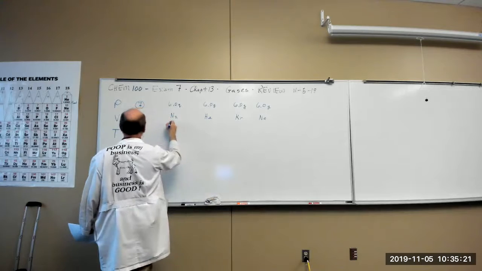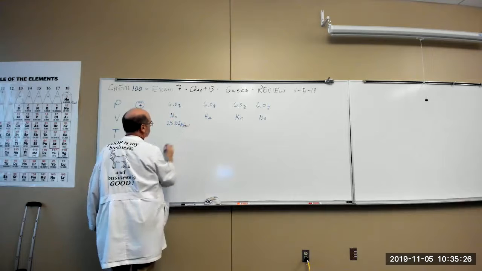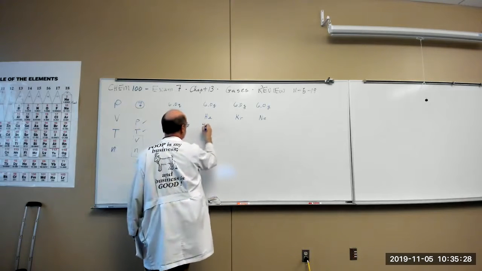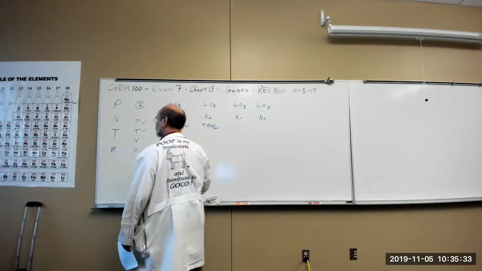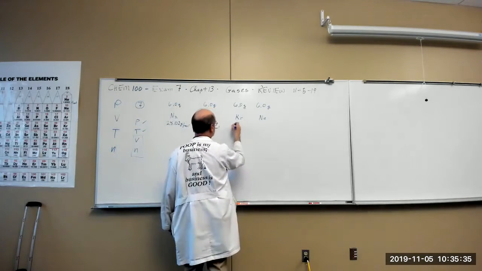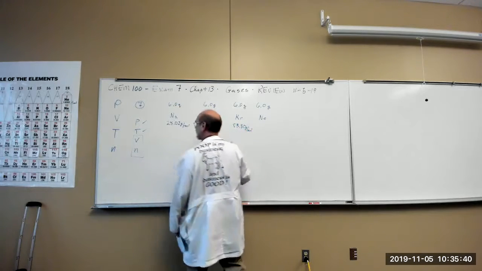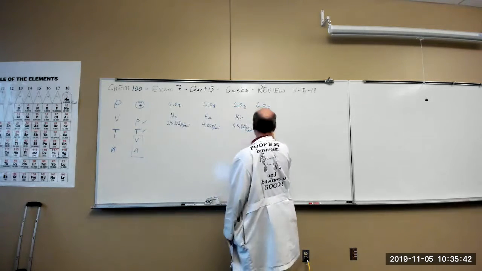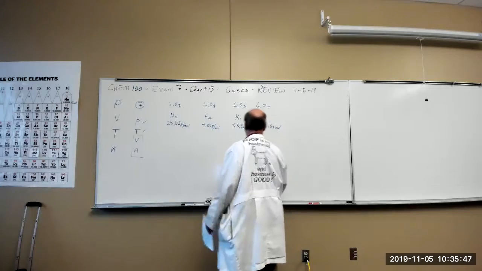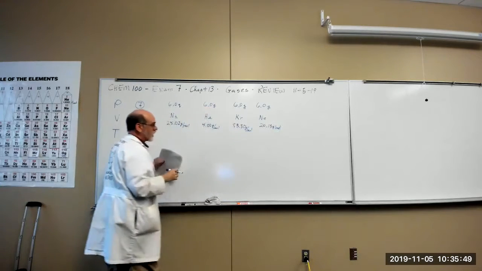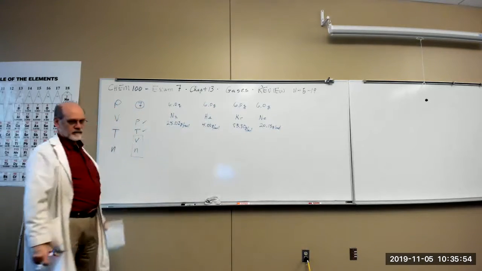Nitrogen is going to be 28.02 grams per mole of nitrogen. Helium is going to be about 4. Krypton is a monster, 83.80. And neon is 20.18. All right, we know that each is different. The question is, which one has the greatest volume?